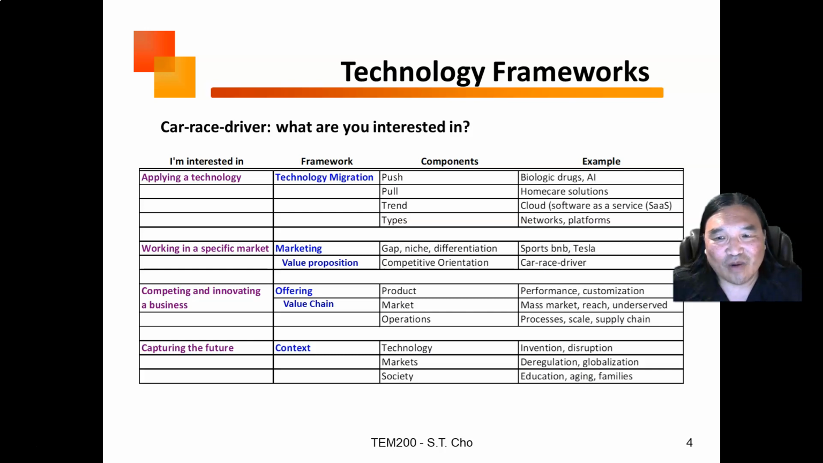What are the things that are trending, like software as a service? And what type of technology are you talking about? Are you talking about a platform? Are you talking about networks?